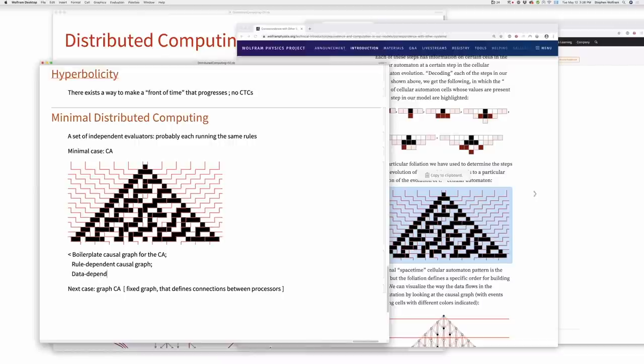For example, if you're doing Hashlife or something, then you don't need to run this giant blank area. A blank area in the game of life is just going to stay blank. You see what I'm saying? You don't need to.